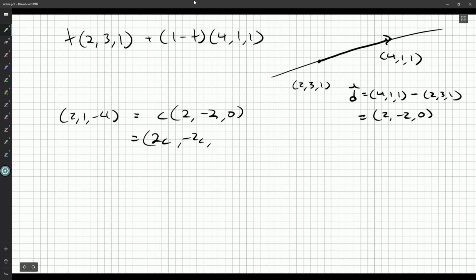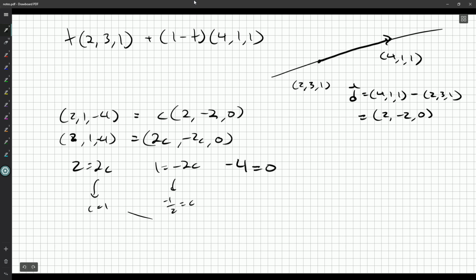So is (2, 1, -4) a scalar multiple of (2, -2, 0)? Can we find a value of c that makes this work? Well, 2 would need to be the same as 2c. 1 would need to be the same as -2c. And -4 would have to have the same value as 0. We don't even need to work out that c is 1 or that c is -1 and that makes it fail. The fact that -4 would have to be 0 tells me there's no way that this vector could be a scalar multiple of this direction vector. So the lines are definitely not parallel.